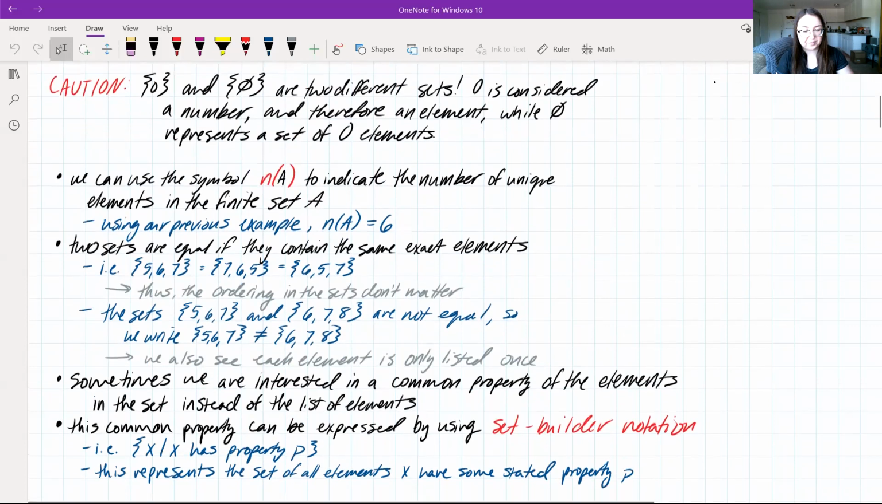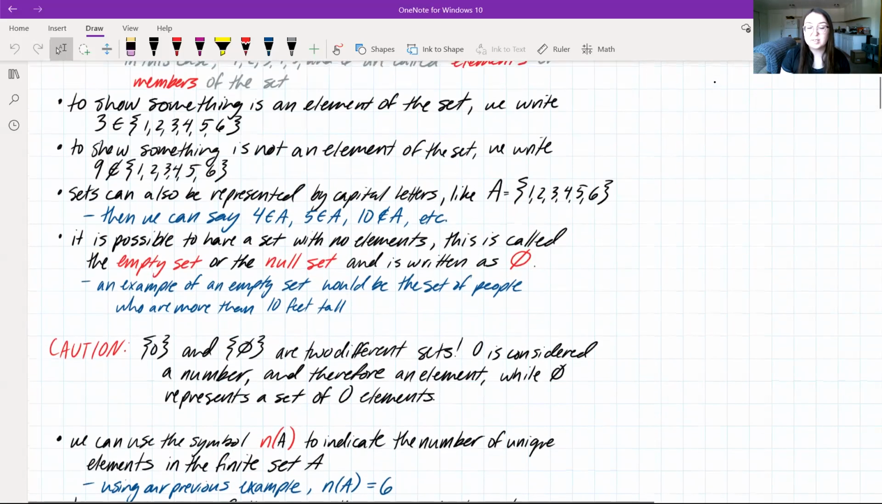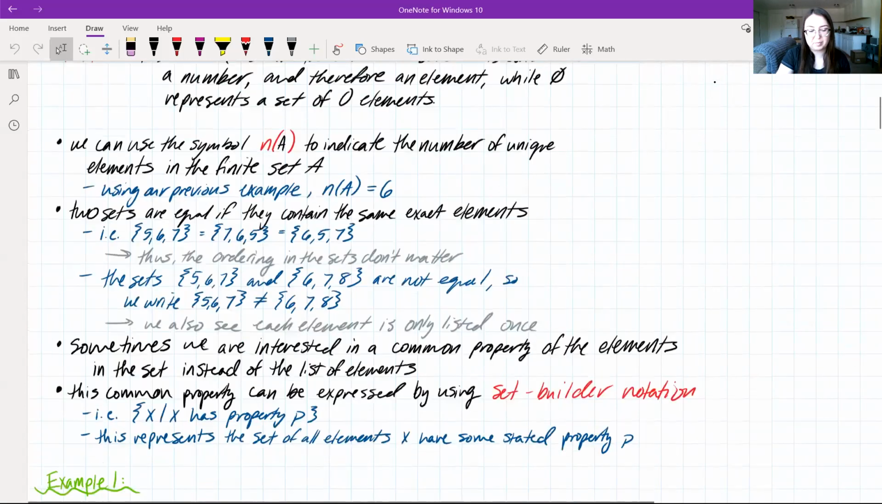All right, so moving on, we can also use the symbol n with parentheses of, in this case, let's just say A, using the same value of A which we had earlier, to indicate the number of unique elements in the finite set A. So using our previous example, n of A, and that's how we'll say this symbol, n of A is equal to 6. So we're counting the number of unique elements, and since we're doing 1 through 6, none of our numbers are repeated, so we know there are 6 unique elements.